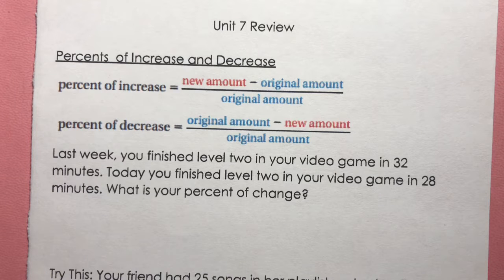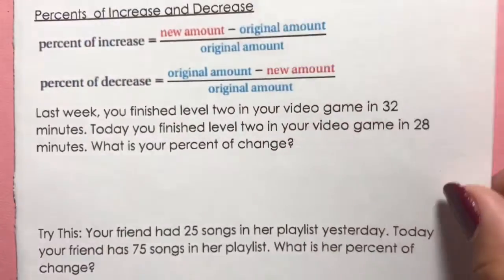You take whatever the new amount is because it was increased, subtract whatever the original amount was, and then divide by that same original amount. Percent of decrease is the original amount minus the new amount, divided by the original amount. I can say all these words over and over, but you probably won't understand it until you see an example. So let's look at the example.